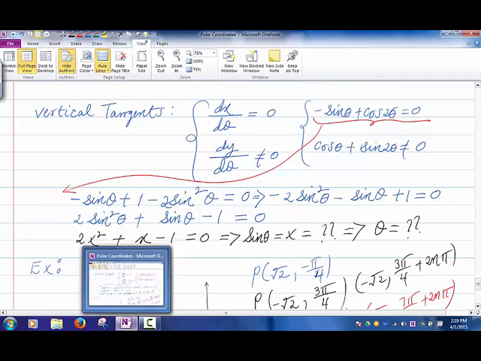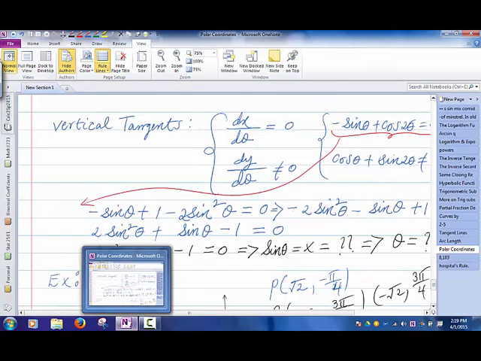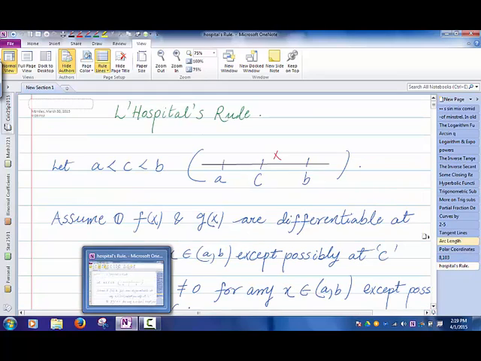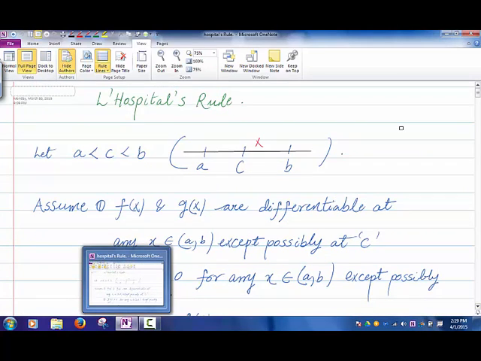Let me now move on to something many of you might be waiting for, or maybe not. In Calc 1, I have lots of people who wanted to use L'Hopital's rule, and I had to always say that you're not allowed to use L'Hopital's rule. I hated to say that, but now you can use it.